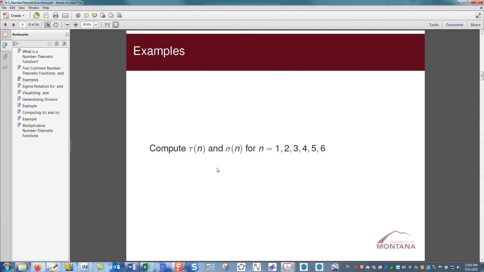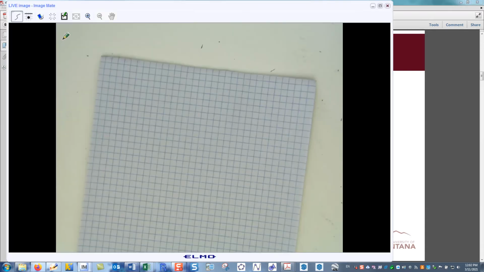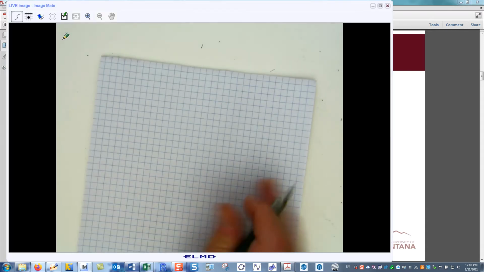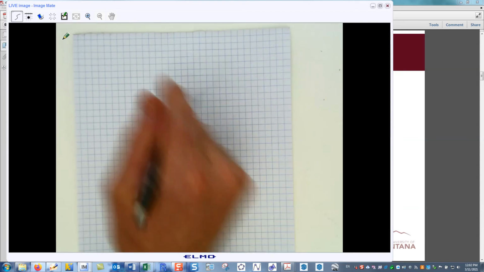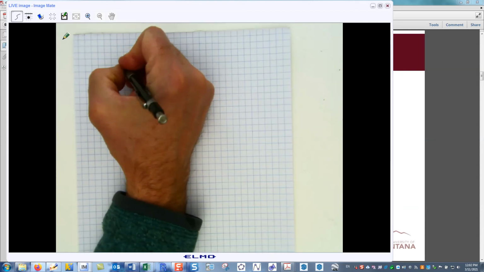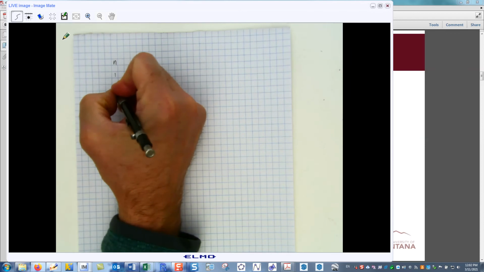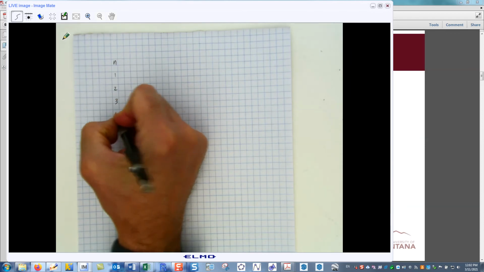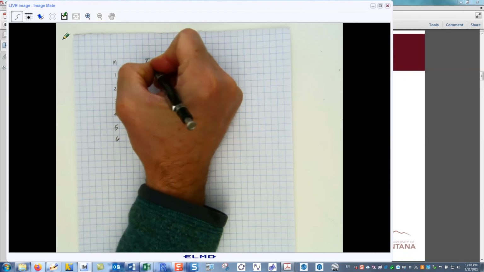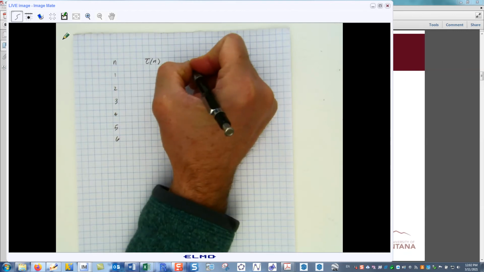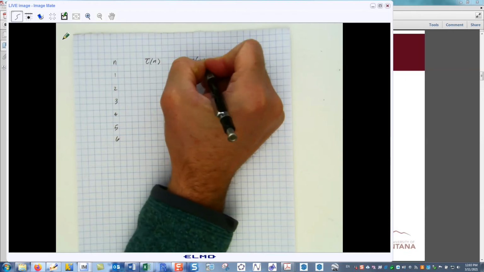So let's take a look at tau of n and sigma of n for n equal to 1, 2, 3, 4, 5, and 6, just as an example, to make sure we're on the right track.